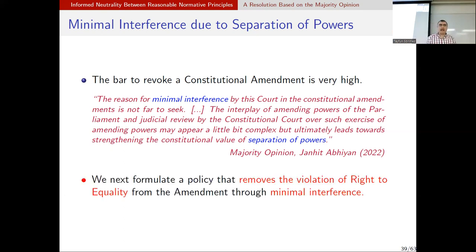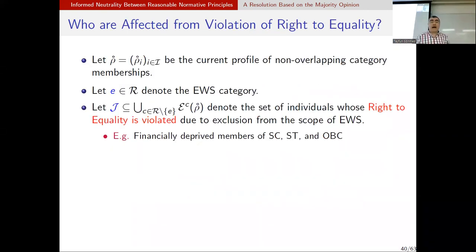So basically, what I'll do is I'll next formulate a policy that removes the violation of the right to equality from the amendment through minimal interference. Minimal in a consequentialist sense, minimal in a neoclassical sense. Now, this part is a bit technical. Let rho naught be the current profile of non-overlapping category memberships. By current, I mean with EWS, but with the current law. So that's rho naught.